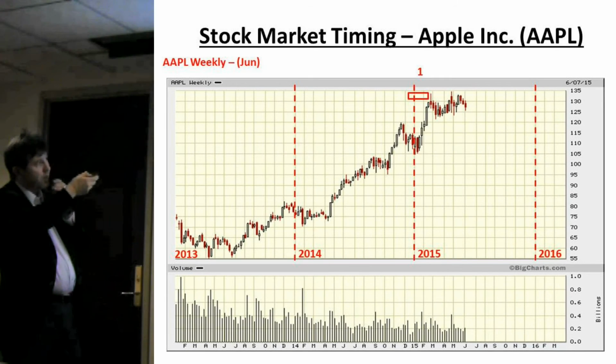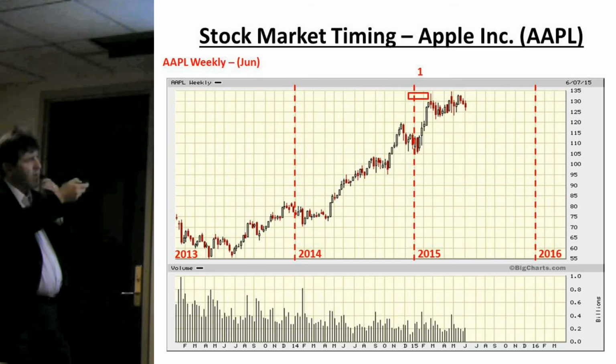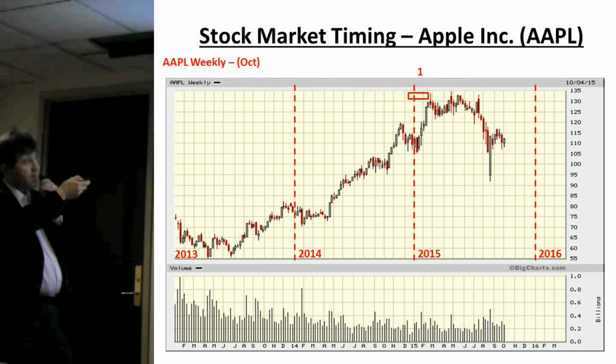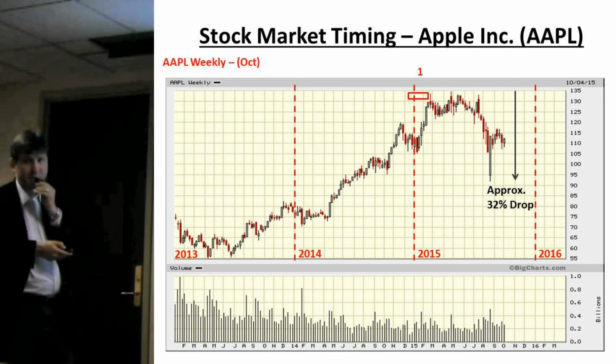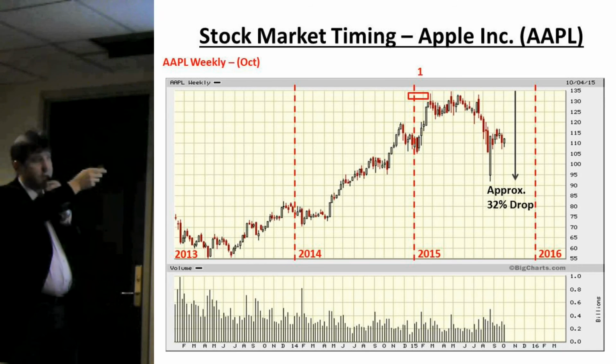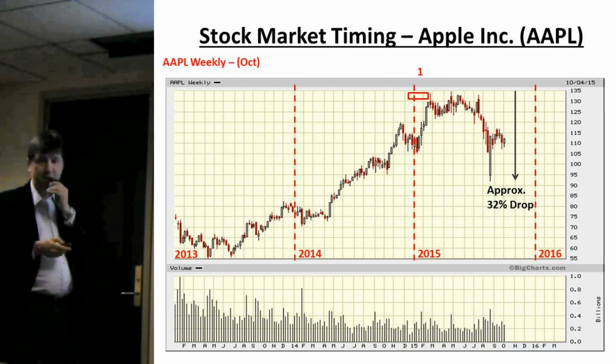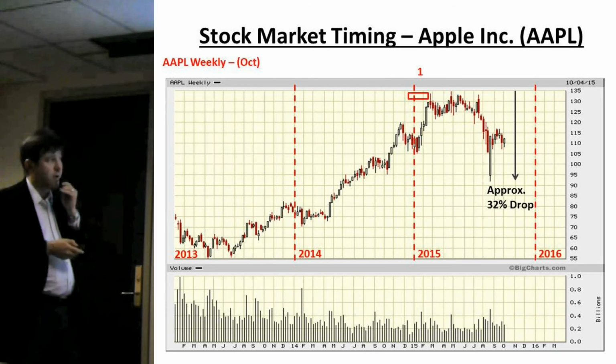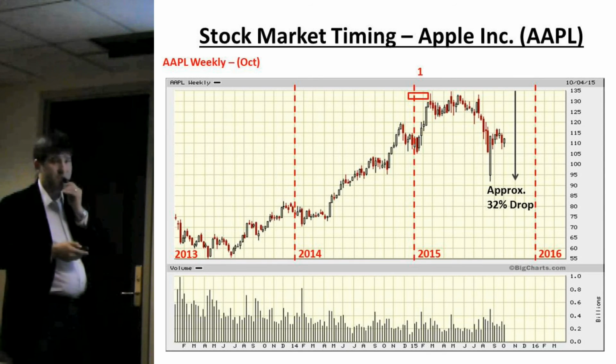It looked like we had a double top in Apple. If we continue forward, the market's come down, so the stock has come down. We've actually seen a 32% drop in Apple. But the pattern I saw way back at the beginning of the year showed me that Apple would not go any higher, even though the company's doing very well. There was going to be quite a serious drop.